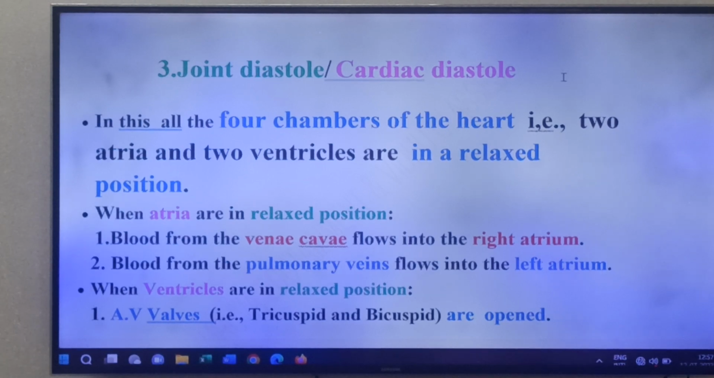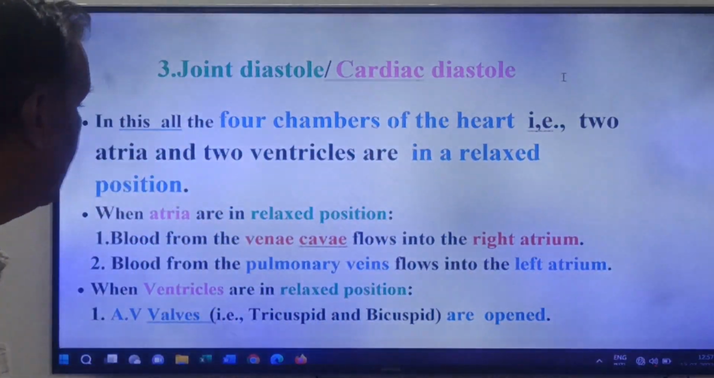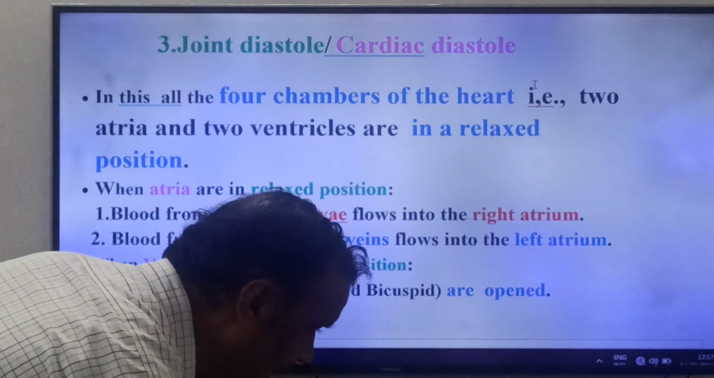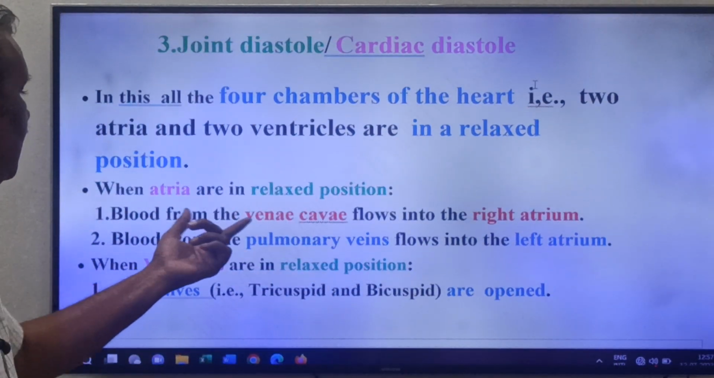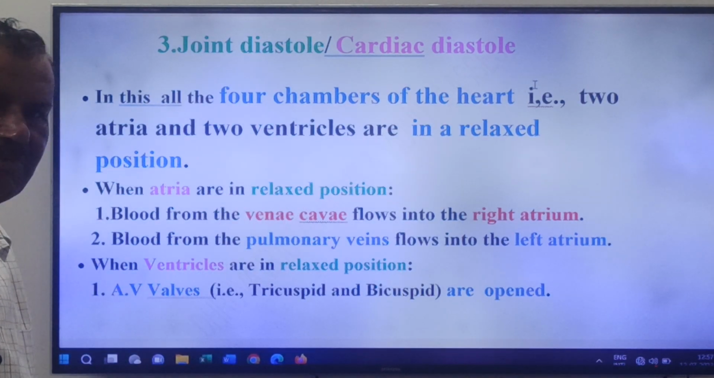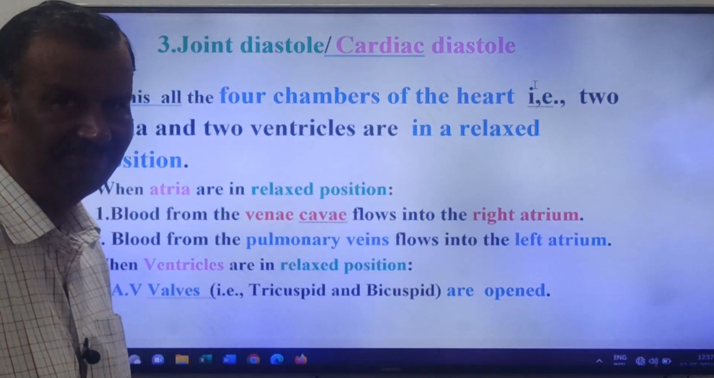See friends, when atria are in relaxed position, what happens? What are the events that occur when both atria are in relaxed state? See friends, blood from the vena cava, you know we have one superior vena cava and one inferior vena cava, flows into the right atrium.